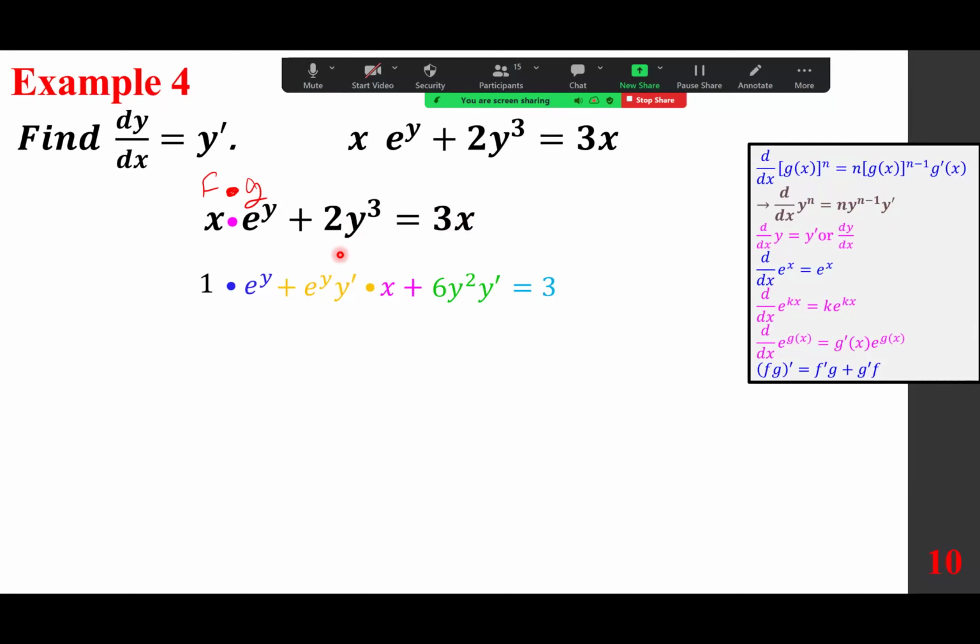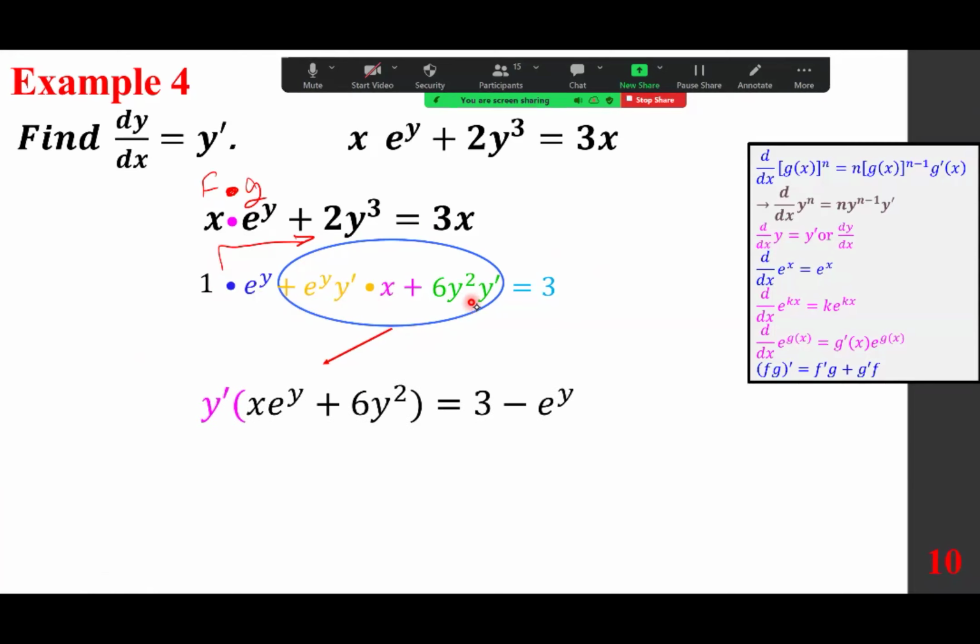These two involve y prime. We are going to put them together and factor whatever we can, and we're going to move this to the other side. When we move to the other side, this becomes negative. Over here, when we factor the y prime out, we get x e to the power of y from this piece and 6y squared from the last one. As I mentioned, this goes to the other side, becomes negative. All we have to do is divide both sides by the parentheses, and that gives us y prime.